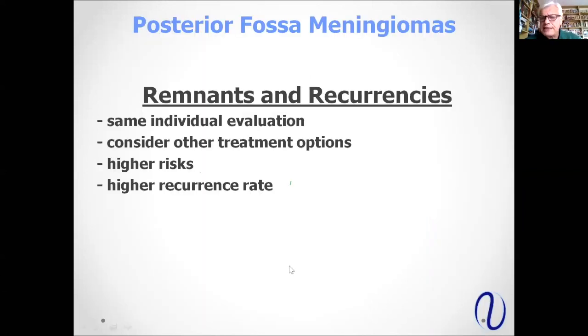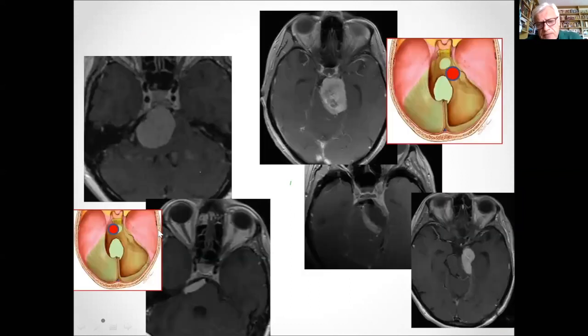What about the remnants and recurrences? It's the same individual evaluation as in the virgin case. Exactly the same thing. But do consider other treatment options, like radiosurgery. Sometimes it's much better than surgery. They definitely carry a higher risk of surgery and a higher risk of recurrence. It's not a mistake to leave a piece of the tumor behind. See these two petroclival meningiomas, in both of them, I had to leave a piece of the tumor behind because there was no cleavage plane between the brainstem and the tumor. And you then follow the patients.